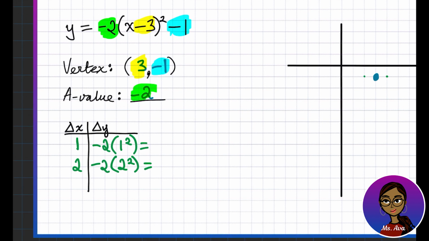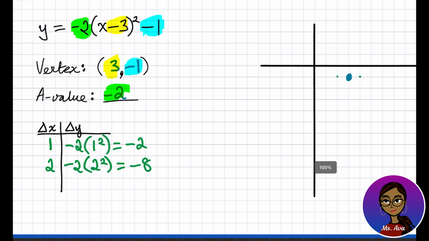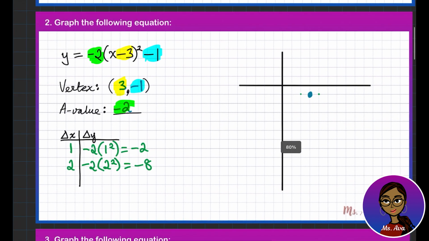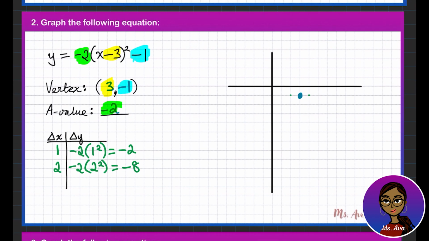For the first one, it's going to be 1 squared is just 1 times negative 2. That becomes negative 2. Then over here, 2 squared is 4 times the negative 2. That becomes negative 8. So this is telling us what to do when we go 1 over from the vertex and then 2 over from the vertex. Okay, let's draw those points in there. So going 1 to the right and to the left of the vertex means that you have to go 2 units down. So right there and then right there.